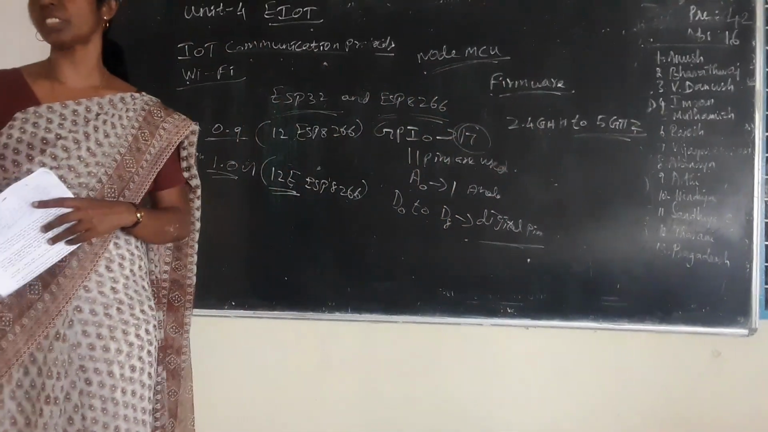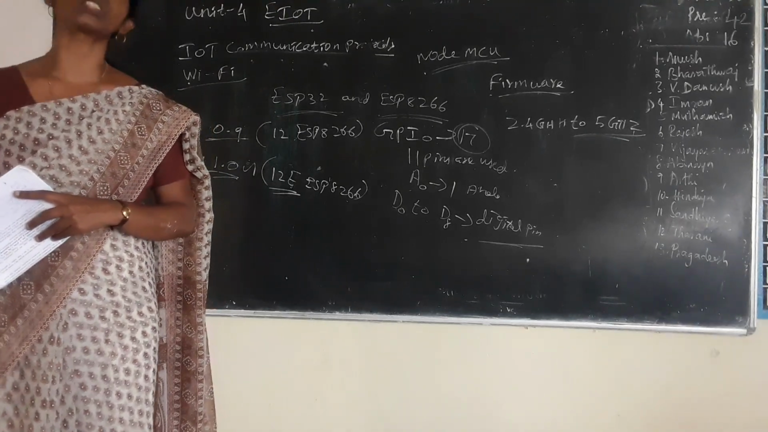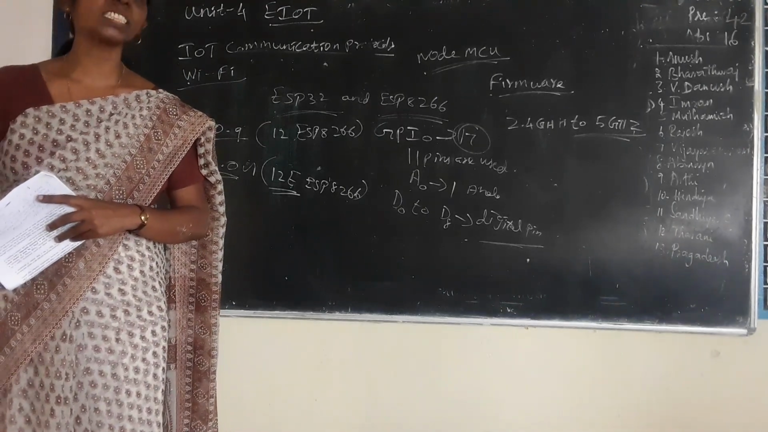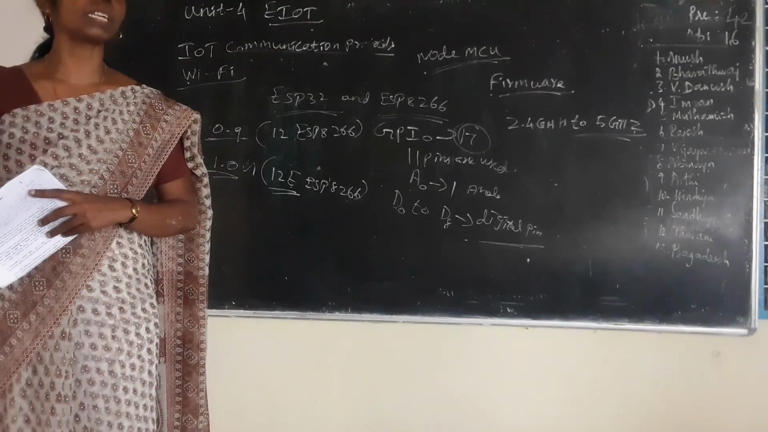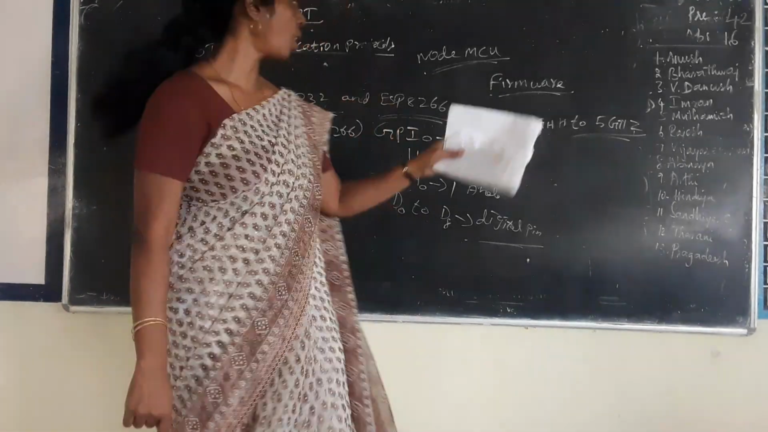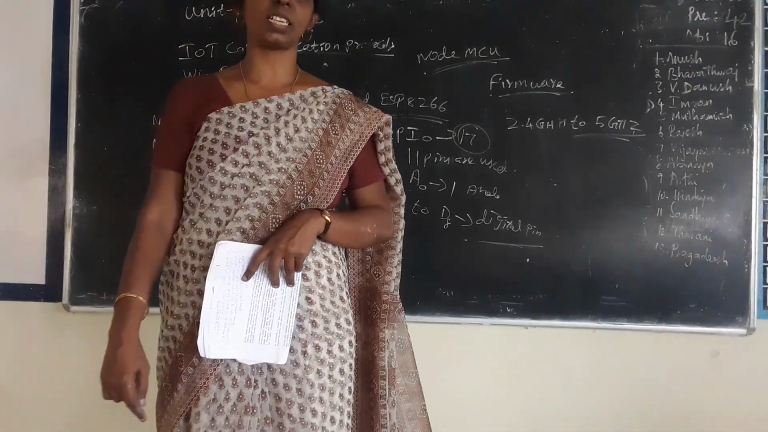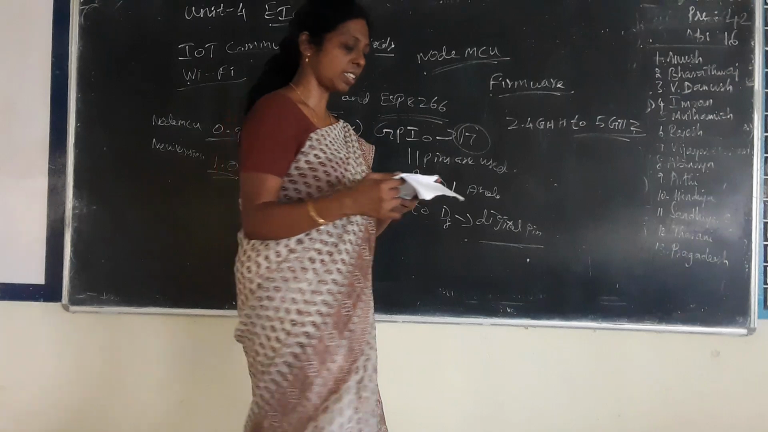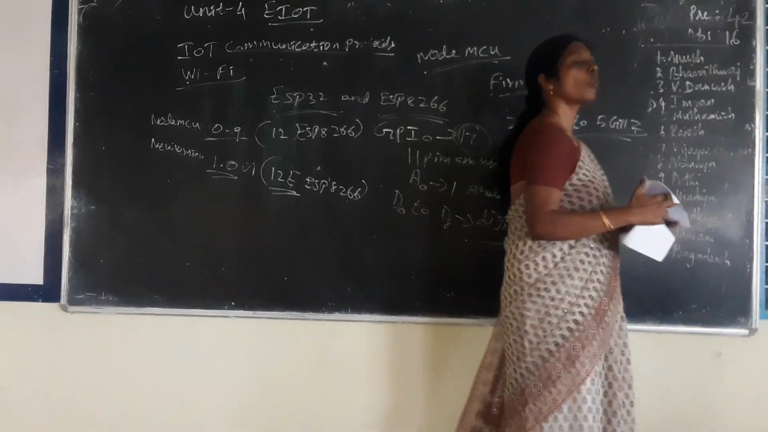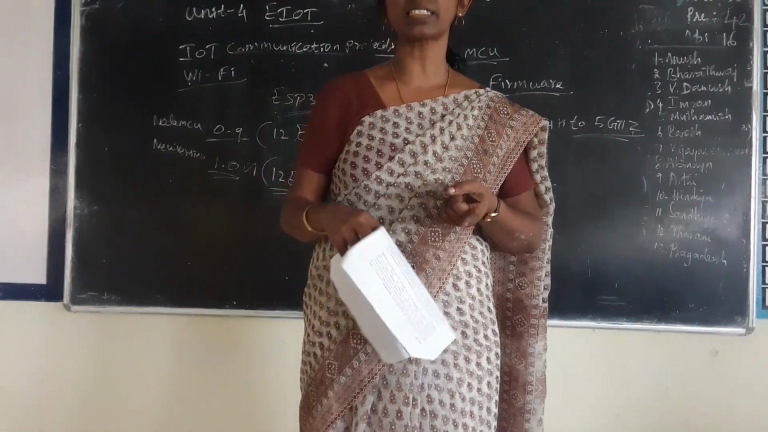Frequency range, ultra high frequency, these are all radio frequency bands, ISM bands, communication protocol. So what is the range for this Wi-Fi? It is 20 to 40 meters, whereas Bluetooth is only 10 meters. So the frequency range is from 2.4 gigahertz to 5 gigahertz. Whenever we are using Wi-Fi, we are giving internet access.